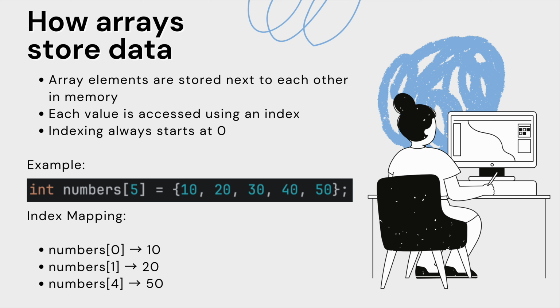How arrays store data. Array elements are stored right next to each other in memory. This makes accessing values very fast because each element can be found using its index. Indexes always start at 0, not 1.